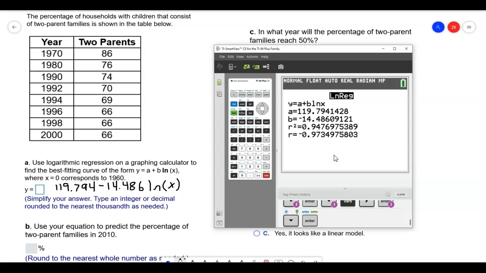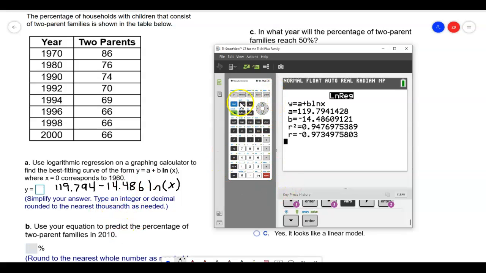and Chapter 10, but we don't need to worry about that one right now. And if yours doesn't have an R on it, don't worry about it. You can get to that by going to catalog, but you won't need it right now. All right. B says use your equation to predict the percentage of two-parent families in 2010.